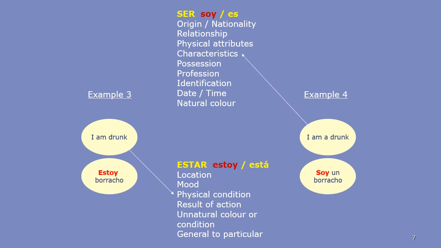Example 3. I am drunk. Estoy borracho. I am drunk is a physical condition, so we use the verb estar. And I am from estar is estoy. Estoy borracho. Example 4. I am a drunk. Soy un borracho. I am a drunk is now a characteristic of a person, so we use the verb ser. And I am from ser is soy. Soy un borracho.